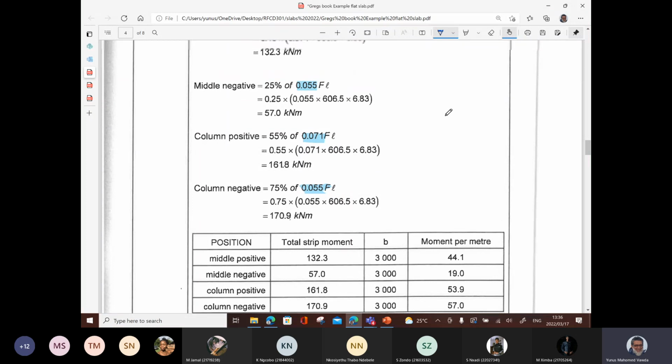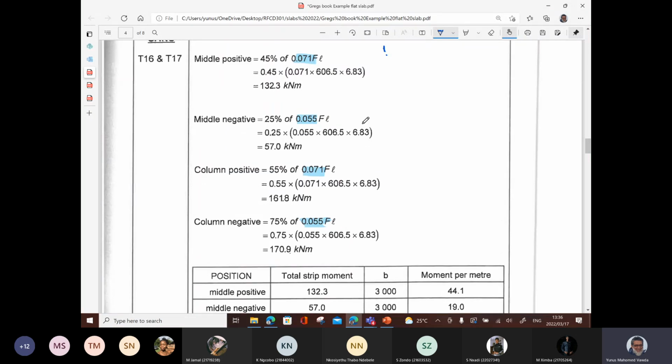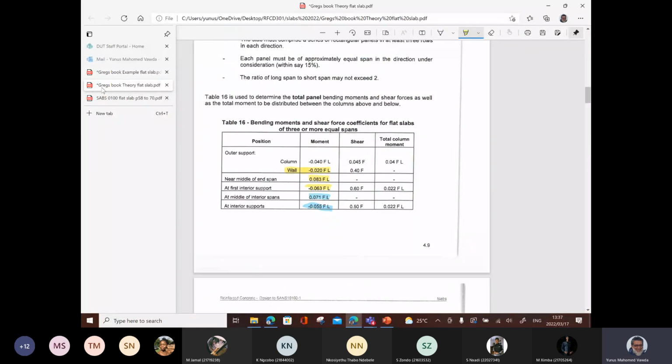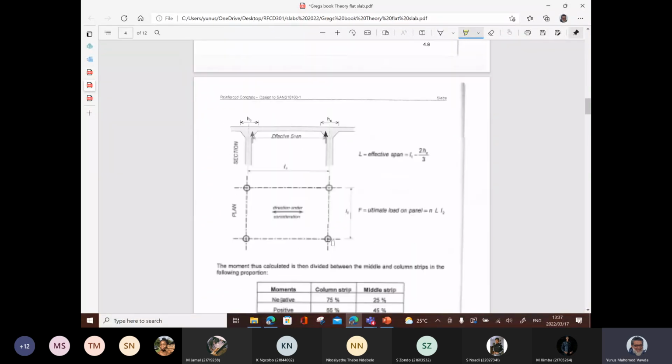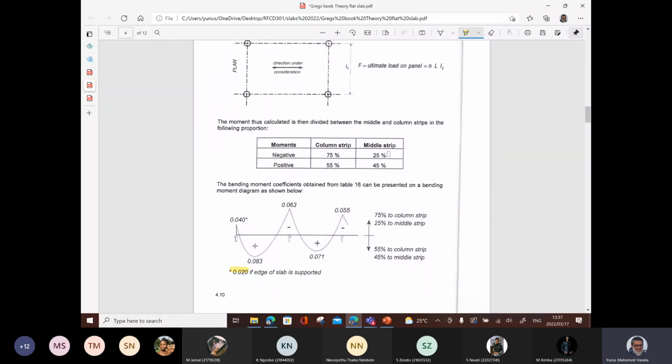So now the next part is the 45%, 25%, 55%, 75%. So we go again to Greg's book for convenience because we don't have the code. And there we go. Negative moments will be 75, 25, and positive moments, 55, 45. So there it is here. Negative moments, 75 to 25 in the middle strip, and then 55 to 45. Please keep this in mind, otherwise it becomes very confusing.